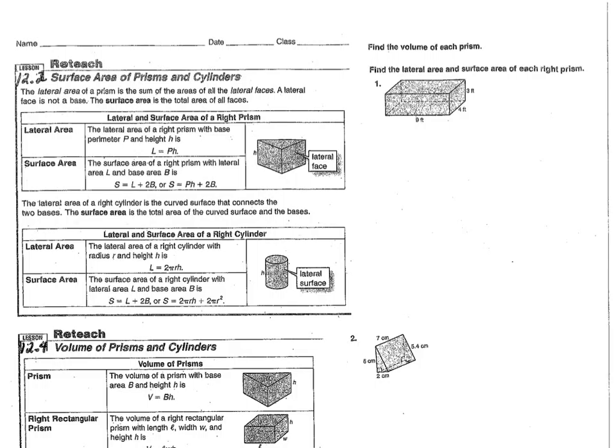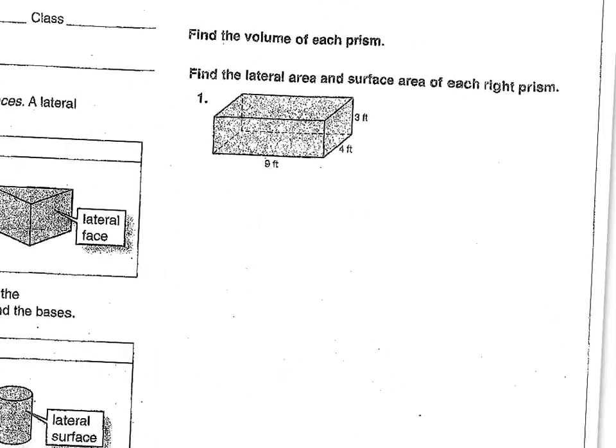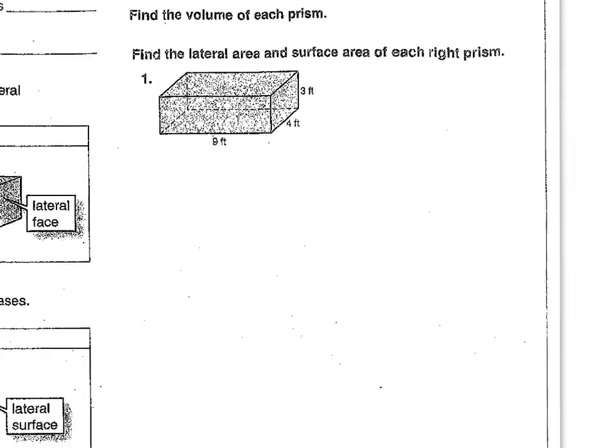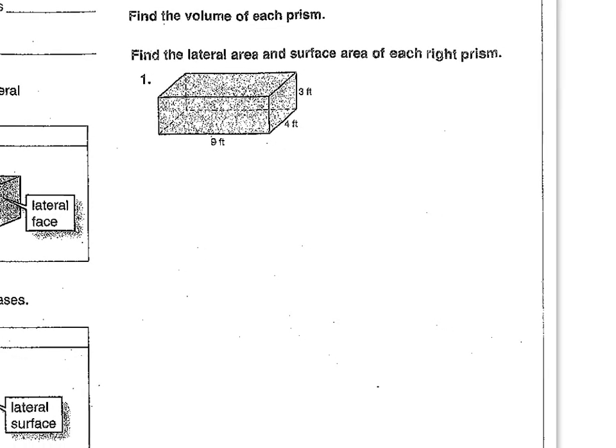Okay, so this is section 12.2, and we're going to be talking about surface area of prisms and cylinders and volume of prisms and cylinders. For problem number 1, it says find the lateral area, surface area, and we're going to add here volume.